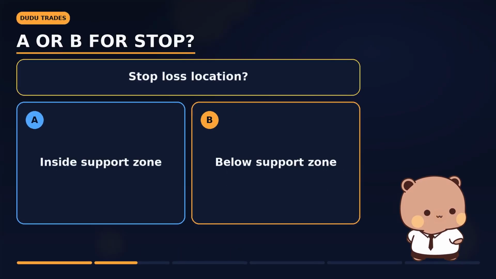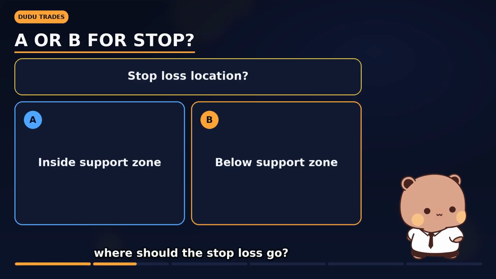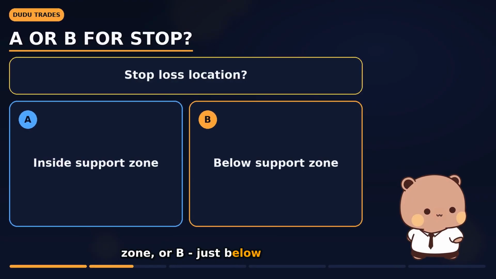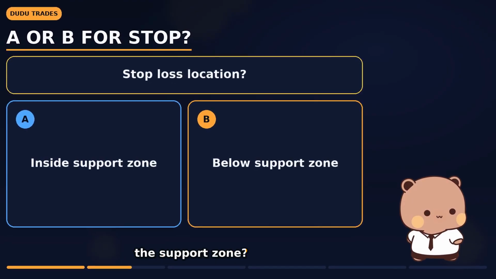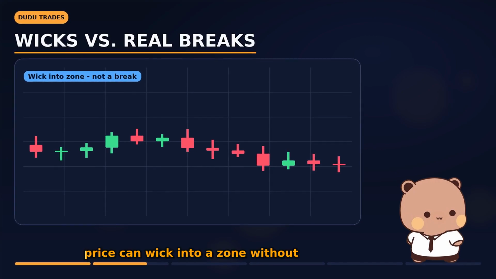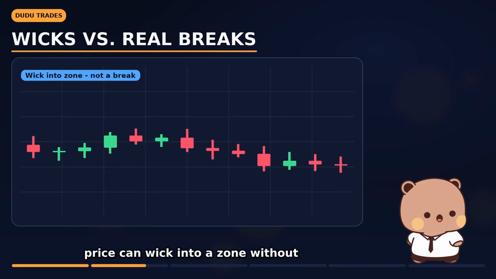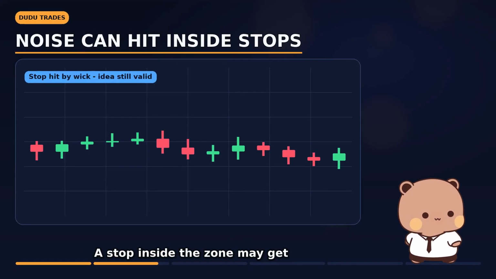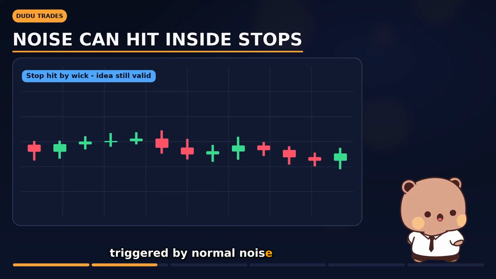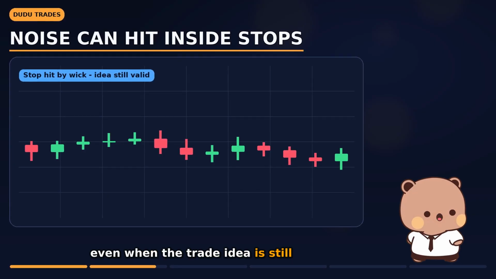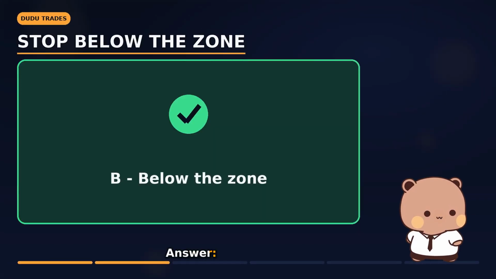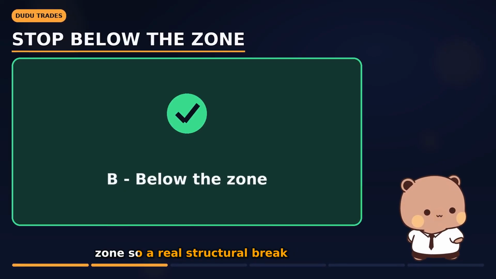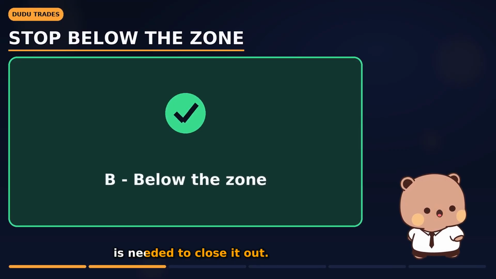First prediction. Where should the stop loss go? A. Inside the support zone, or B. Just below the support zone. Think about it this way. Price can wick into a zone without actually breaking the structure. A stop inside the zone may get triggered by normal noise, even when the trade idea is still valid. Answer B. The stop goes just below the support zone, so a real structural break is needed to close it out.